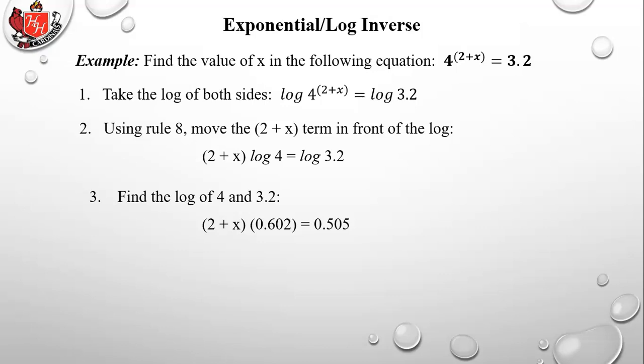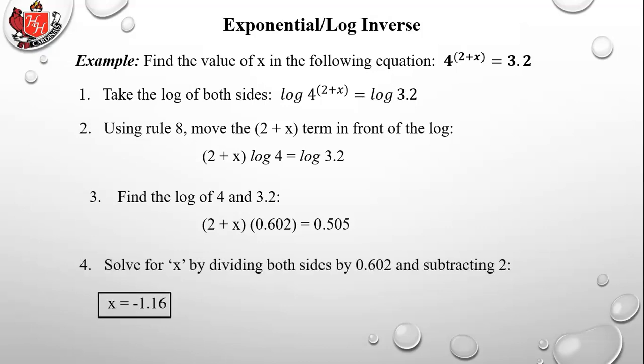Now it's just a basic algebra problem. You divide both sides by 0.602 and you subtract 2 from both sides. So solving for x by dividing both sides by 0.602 and subtracting 2, you end up with x equals negative 1.16. Okay, let's look at another example. Again, you can always pause and review these examples if they don't quite make sense the first time.